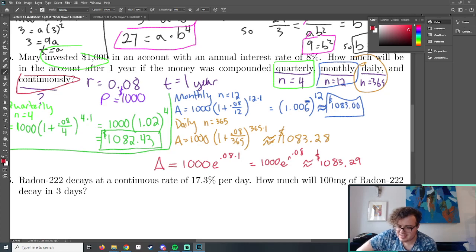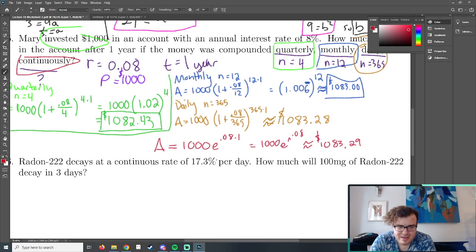And so with this continuously compounded interest, if you have the same bank account, the same rate, the same benefits, but one of them compounds interest continuously, you want that one. And otherwise, if they don't have continuous, you want the most compounding per year possible. So again, we have our 4 answers. This one is quarterly for $1,082.43, then monthly is $1,083, daily is $1,083.28, and continuously is $1,083.29.